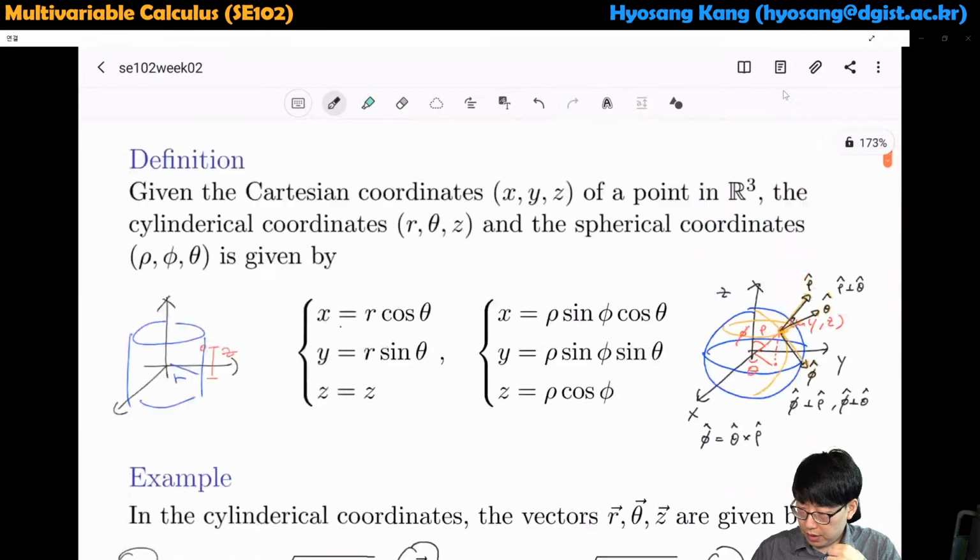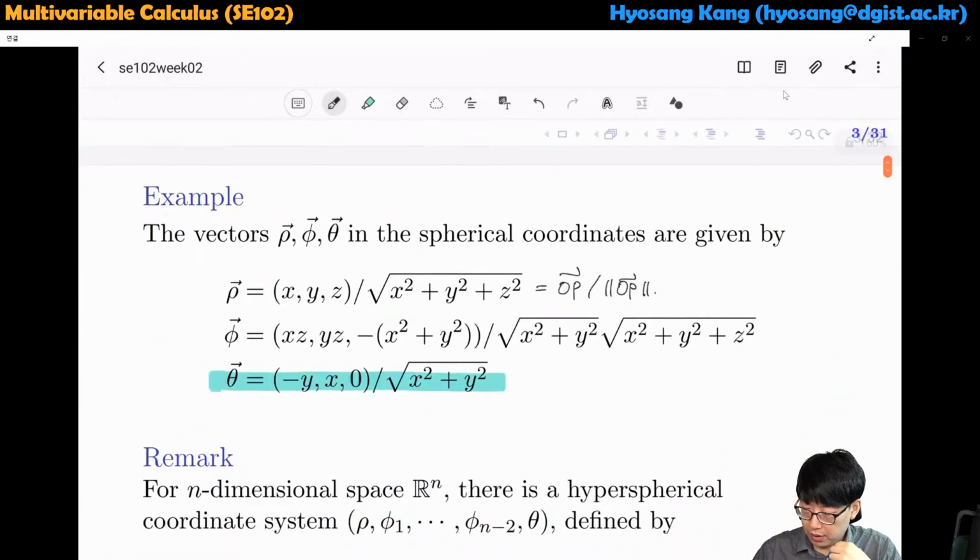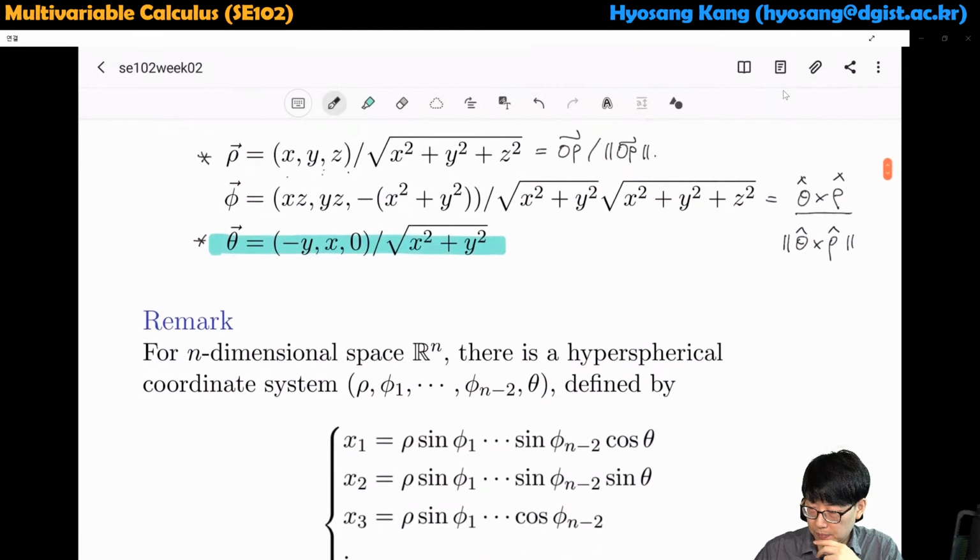So now, from the previous slide, we have the formulas for both phi and rho. Then phi is given by theta cross rho, divided by the norm of that vector. That's how we get this. And these three vectors are actually a vector field. It changes with the coordinate of the point P.